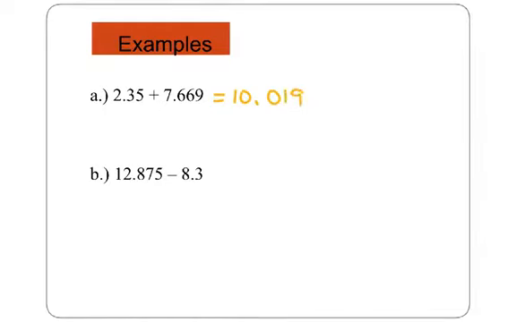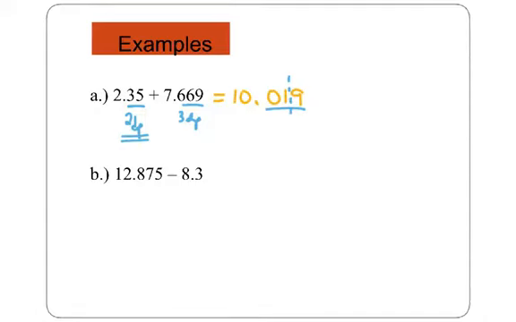Now we're going to use our rule for digits. How many digits do we actually get to keep? I'm limited by the lowest number of decimal places from the given values. The first given value was 2.35, that's 2 decimal places. The second one is 7.669, which is 3 decimal places. So I only get to keep the one that's lowest. That means I only get to keep 2 decimal places. When I look at my number, I've actually got 3 decimal places right now. I have to cut it off after the second decimal place.